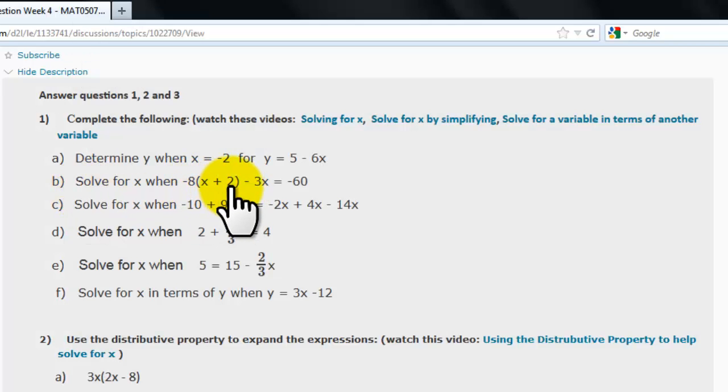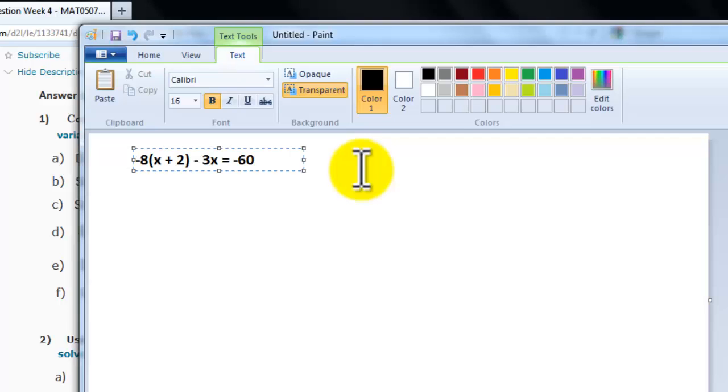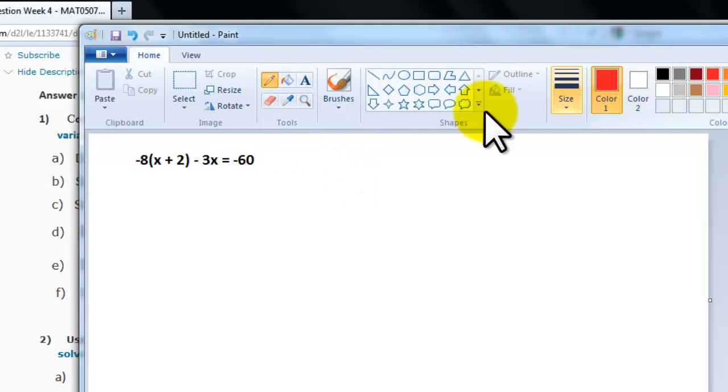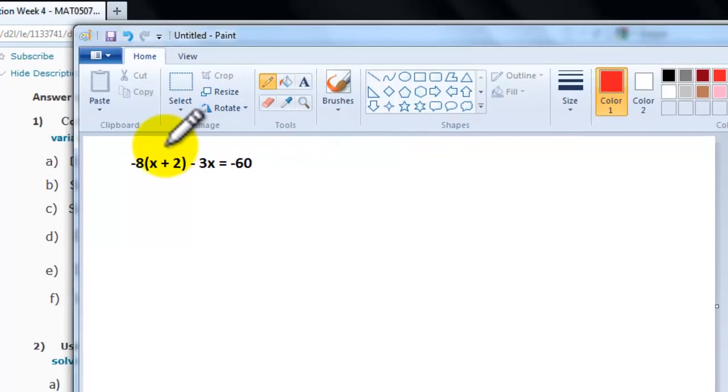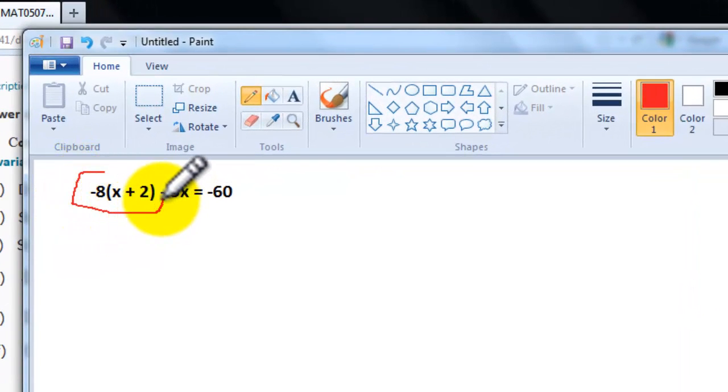1B, -8x plus 2 minus 3x equal -60. We're going to rearrange this equation and simplify it so that we can solve for x. So we will get an answer for x. All right, the first thing we want to do is start simplifying the equation. So that is, whenever you see this, you want to mess with that first. And of course, we can do the distributive property, -8 times x, and then the -8 times the positive 2. So -8 times x is -8x. The -8 times positive 2 is -16.